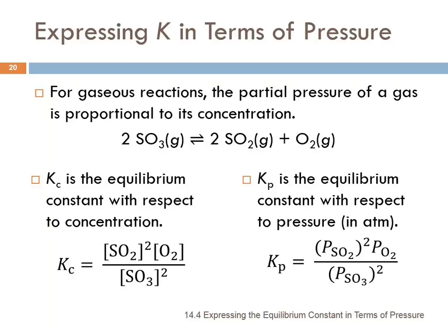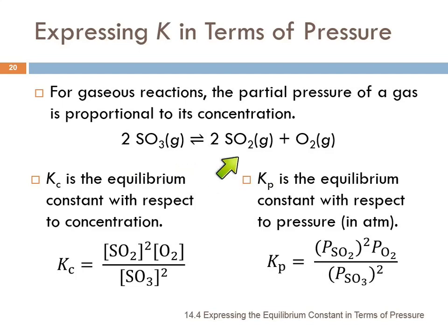We've been talking about equilibrium constants in terms of concentration, but we've been looking at a lot of reactions that occur in the gas phase. And we remember from our first semester of chemistry that for a gas reaction, the partial pressure of a gas is proportional to its concentration. The amount of gas that's present is proportional to the partial pressure it exerts. So we can use that to our advantage.